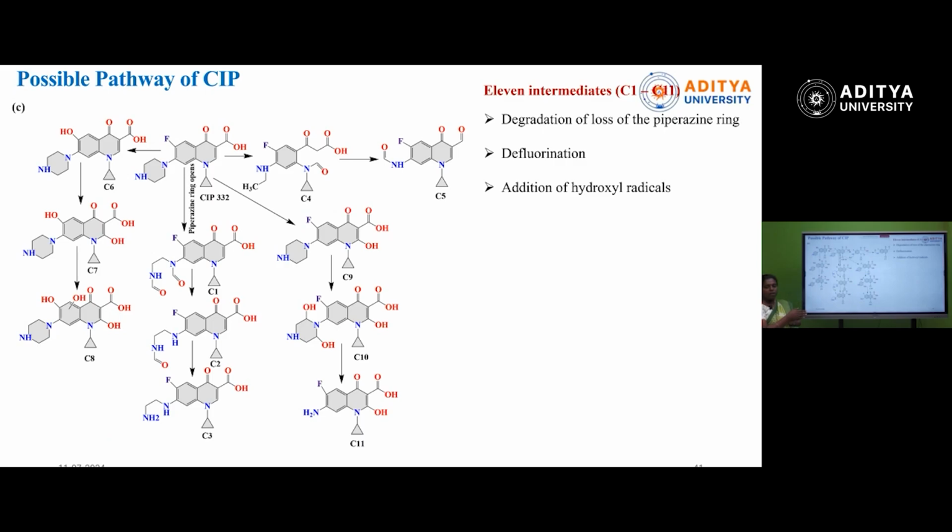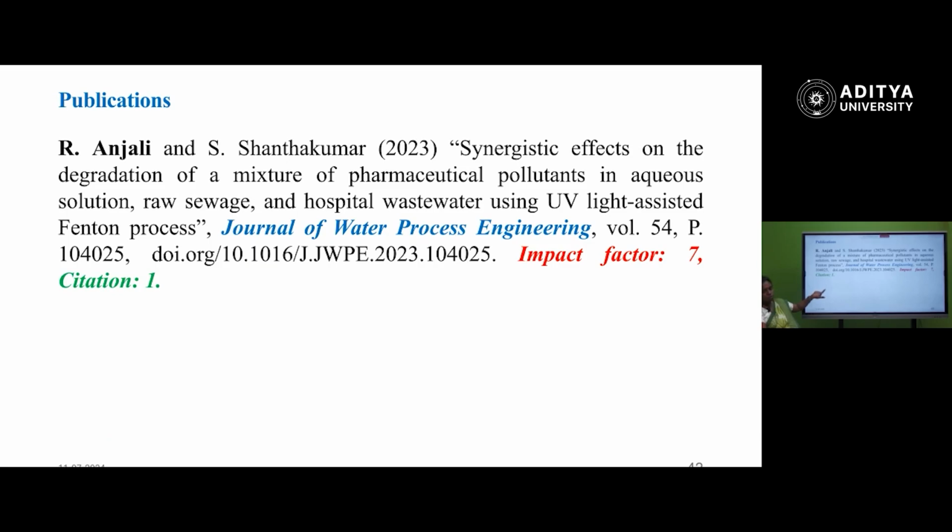This is the same. Almost whatever the mechanism I'm showing here, like ozonation, UV Fenton or solar Fenton, which we'll see in the upcoming slide, the mechanism is the same. Only the transformed products vary. So you can see fewer transformed products here. This was also published in the Journal of Water Process Engineering.